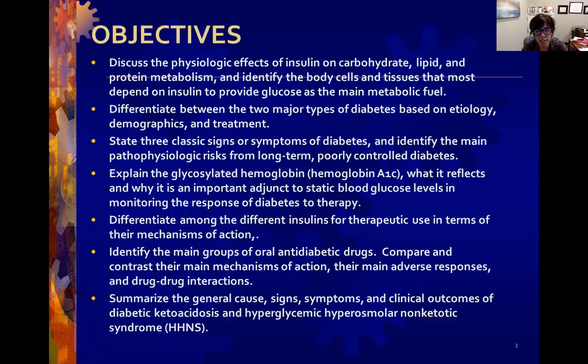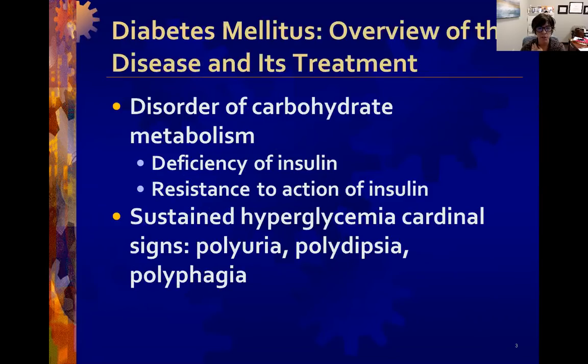Differentiate among the different insulins, their therapy and mechanism of action. The main groups of oral anti-diabetic drugs, which there's a lot of classes of those, and I'll try and tell you which ones are most important. Main adverse effects. Summarize the causes, signs, and symptoms of diabetic ketoacidosis and hyperglycemic hyperosmolar nonketotic syndrome, HHNS. There are two things that I've added from last year. So again, the overview of diabetes.